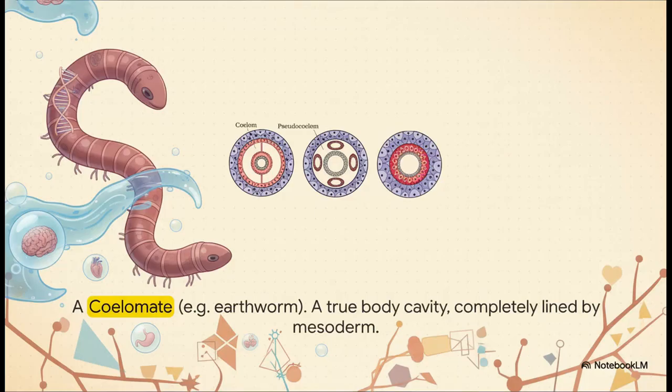And finally, we get to the coelomates. This includes earthworms and pretty much every other complex animal you can think of, including us. Here, you see a true coelom, a body cavity that is completely lined by mesoderm. And this was the breakthrough. This fluid-filled space acts like a protective cushion for your organs, it's a shock absorber, and it gives organs room to grow and move around. This one invention is what allowed animals to get big, complex, and conquer the world.